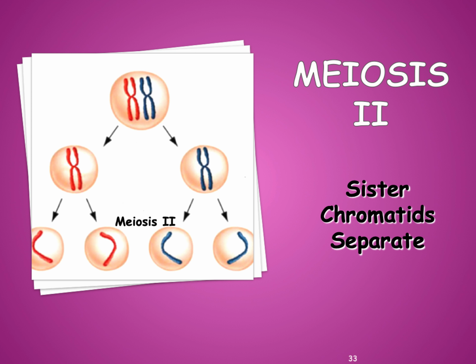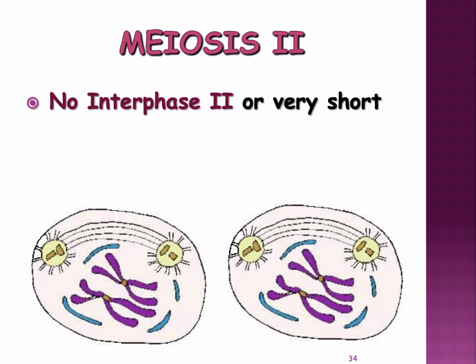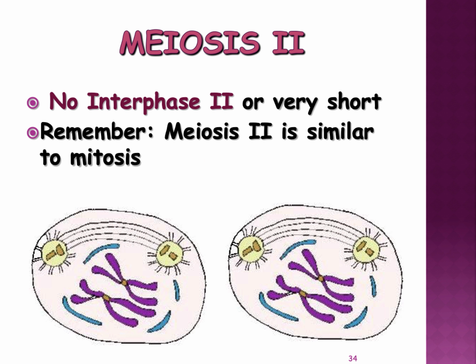So in meiosis 2, now we're having the sister chromatids separate. We had the homologs separating in meiosis 1. Sister chromatids are now separating in meiosis 2, okay? This is why I say it's a lot more like mitosis, right? And it says it right here: there's no interphase. If there is, it's very short. Really, it's negligible, not really important to know. But it is important to understand that meiosis 2 does have similar hallmarks to mitosis, okay?